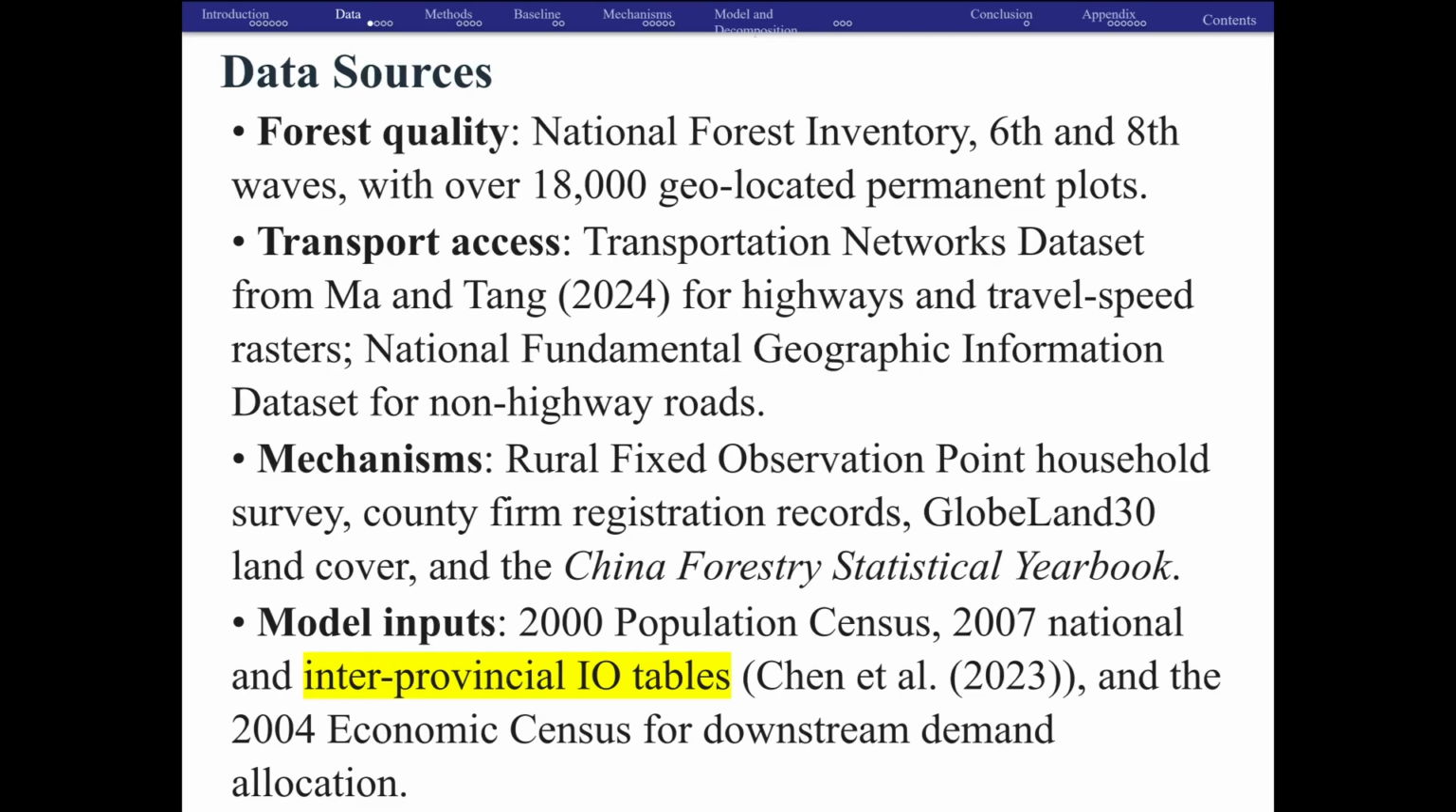People used to use data from the 6th to 9th wave. Before that, the criteria was different, and after that, the criteria was different again. So between the 6th and the 9th wave, the data are more comparable. We have about 18,000 geolocated permanent plots, and each plot has the same area, 1 mu. So basically it's a 15th of a hectare.